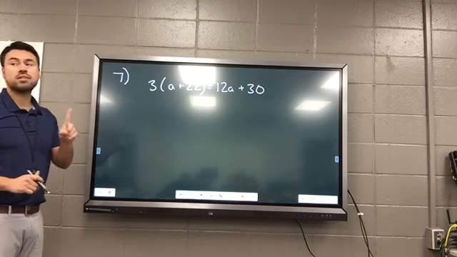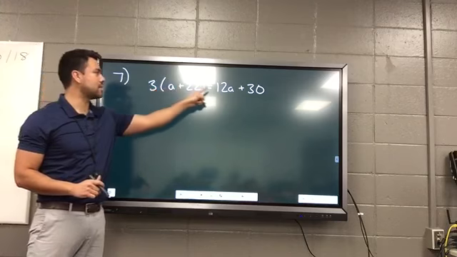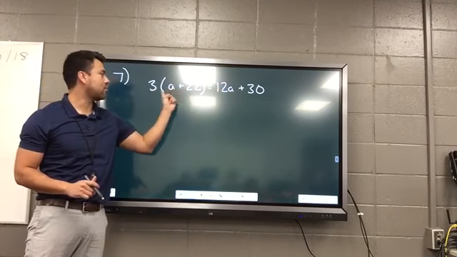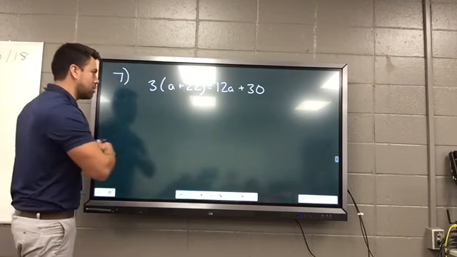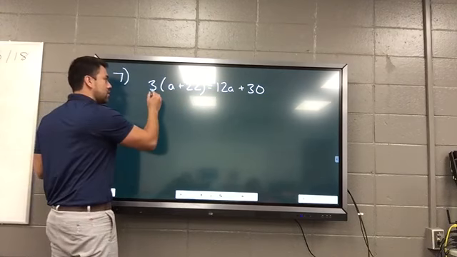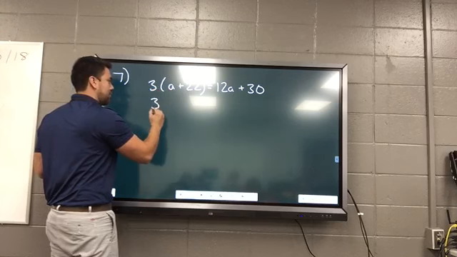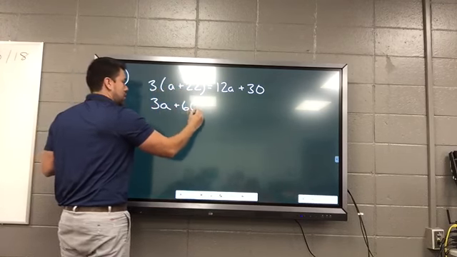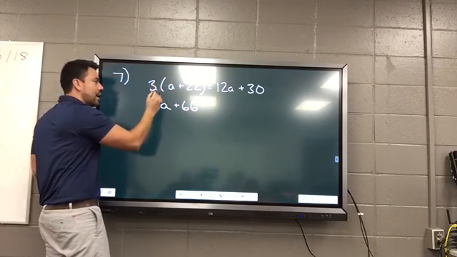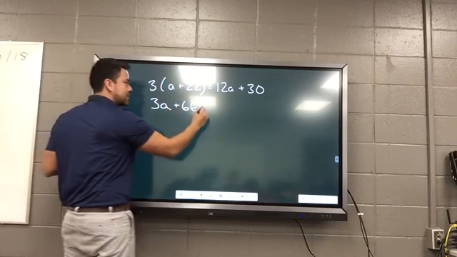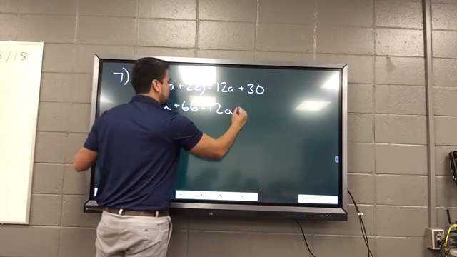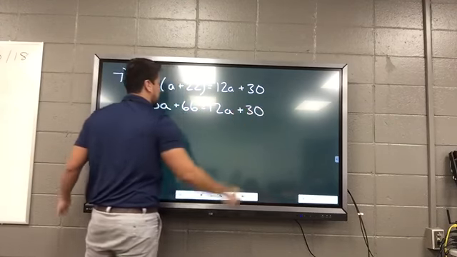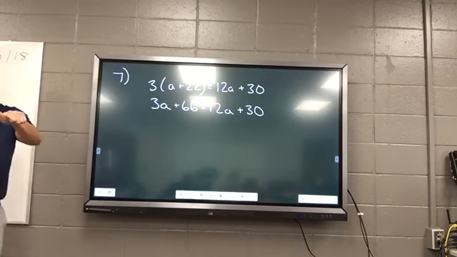Here you must do the distributive property before you try to solve, because there's an A here and A there, and you can't just start dividing or multiplying right away. So we're going to do 3 times A, 3 times 22. Do you see the signs? Positive 3A, positive 66 equals 12A plus 30. Okay, step 1 is complete. We're done with the parentheses.